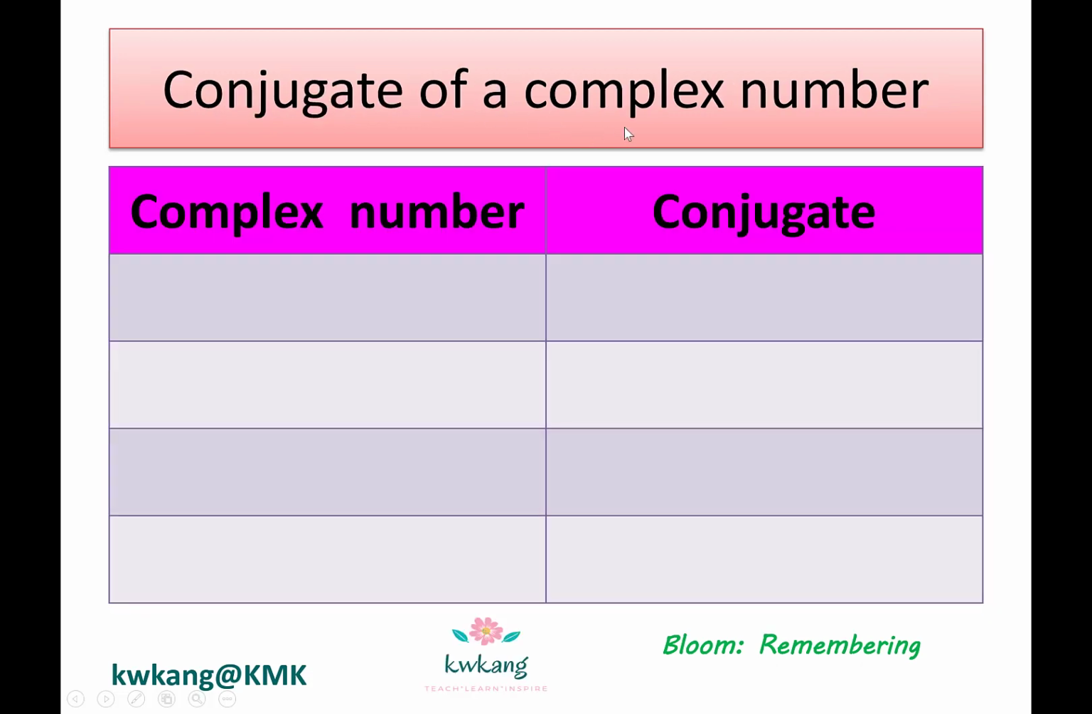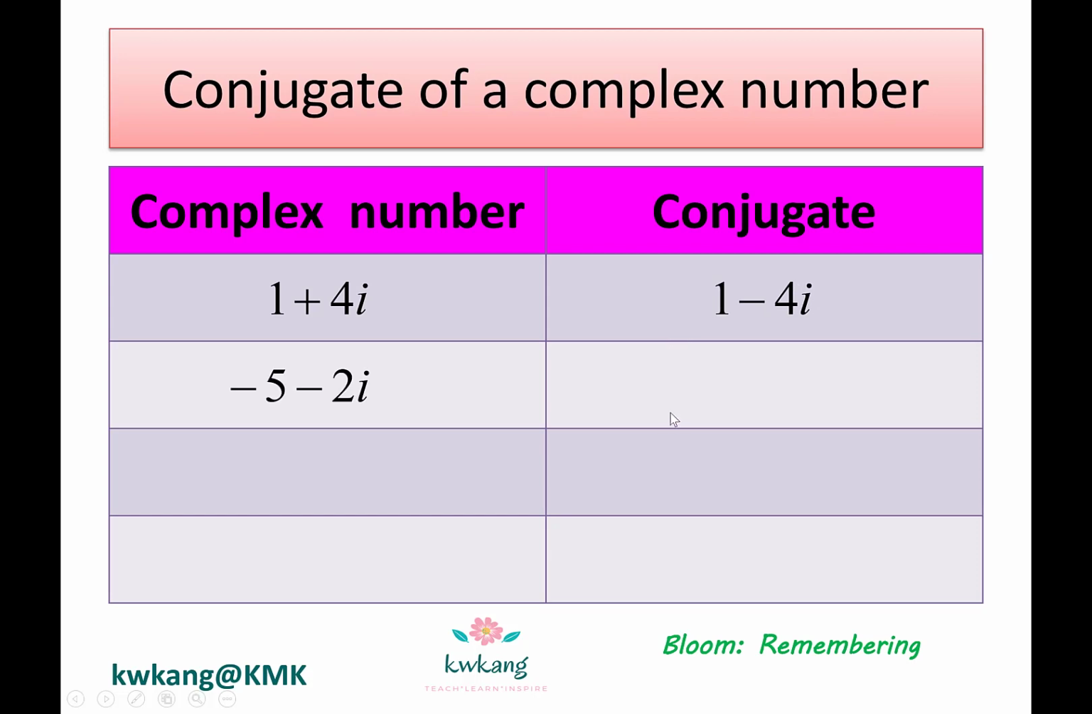Conjugate of a complex number. The complex conjugate of a complex number is the number with an equal real part and an imaginary part equal in magnitude but opposite in sign. For example, we have the complex number 1 plus 4i. The conjugate will be equal to 1 minus 4i. The sign in front of the imaginary part changes.